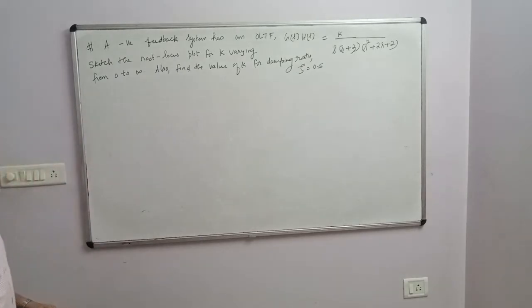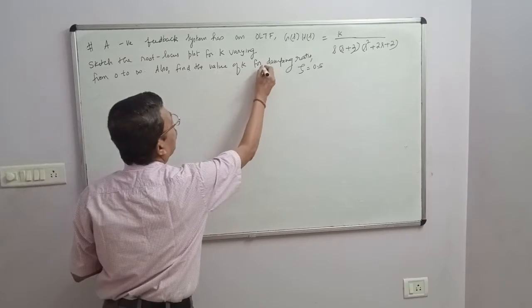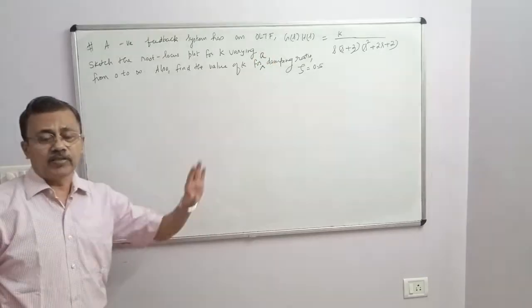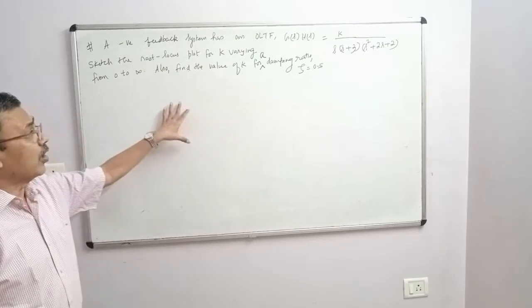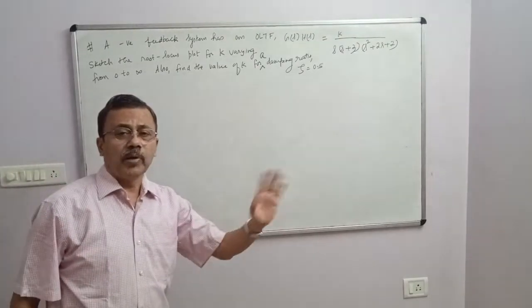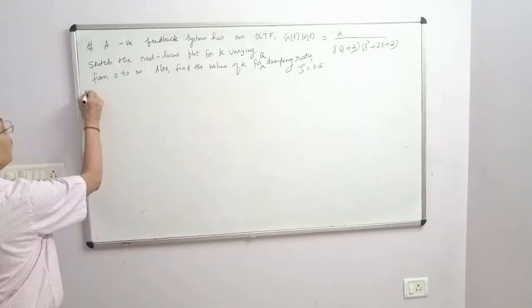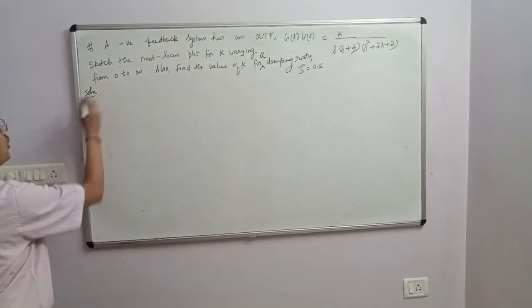Also find the value of K for a damping ratio zeta equal to 0.5. Examination standard problem. Normally this problem will ask for anything between 10 to 12 marks. So step 1, solution. Read the problem.